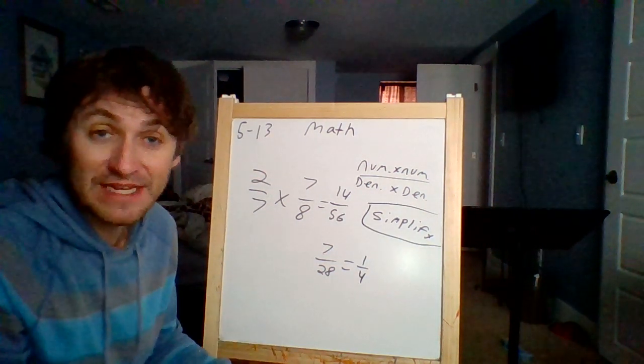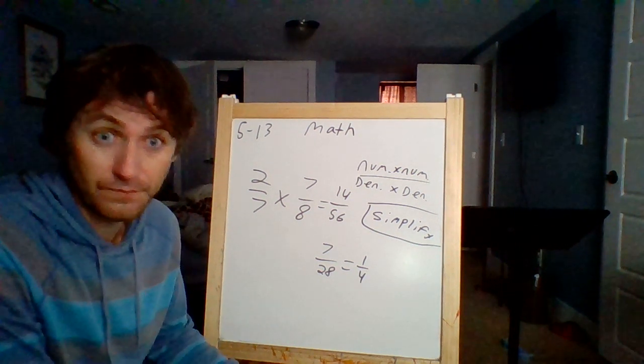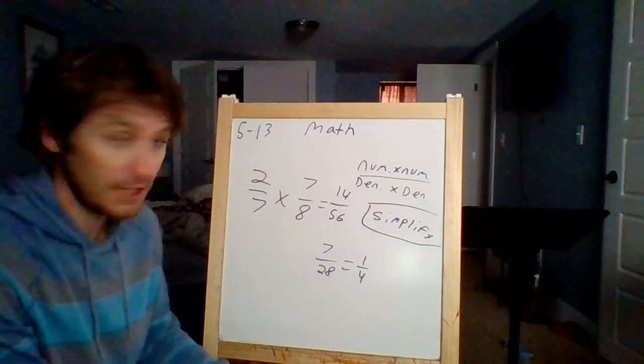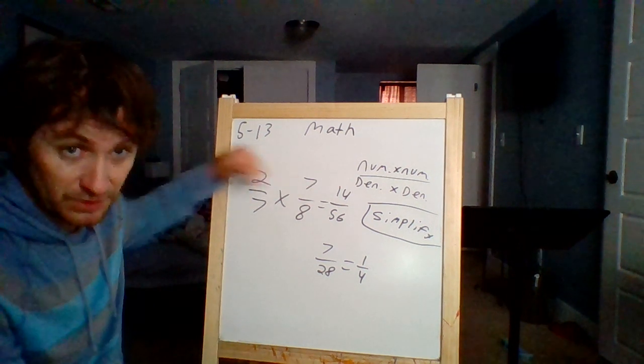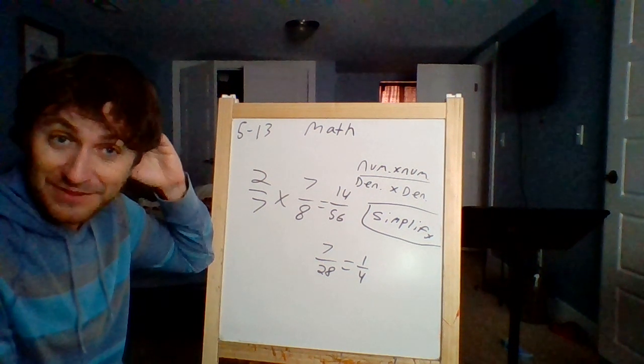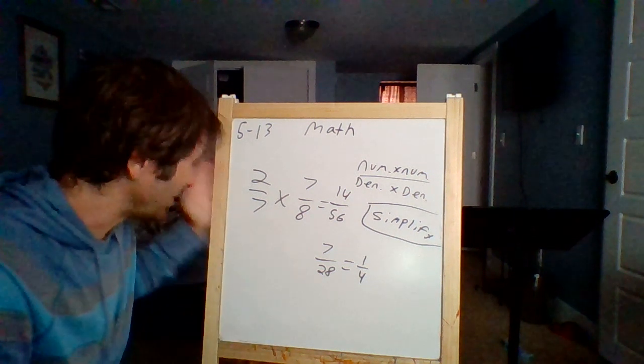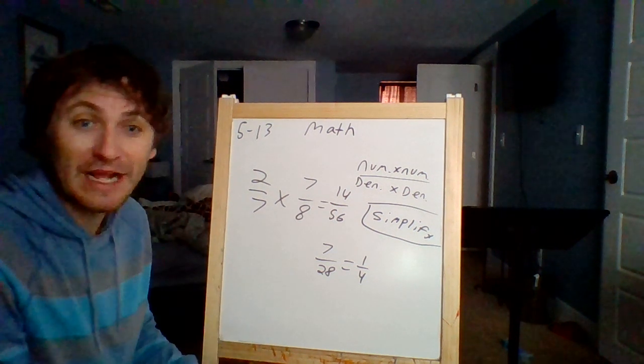Okay? So simplify. If you have evens, slice them in half. Go from there. Don't overcomplicate it. Do it straight across. Numerator times numerator, denominator times denominator. In many ways, multiplying fractions is easier than adding fractions, right? Because we just have a simple formula we're going to do, and you guys got it.